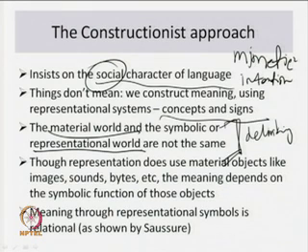Now, let us look at the slide, please. Though representation does use material objects, like images, sounds, bytes, etc., the meaning depends on the symbolic function of those objects. It is obvious, as we saw in Saussure, in the lecture on structuralism in module 1. It is through sounds, through images that the message is conveyed. So, there is no doubting the fact that images, sounds, and in the case of the digital world, bytes are the carriers. But the meaning depends not on the images, the sounds, the bytes per se. The meaning depends on the symbolic function of those objects.